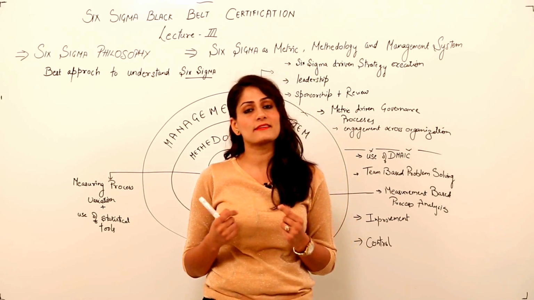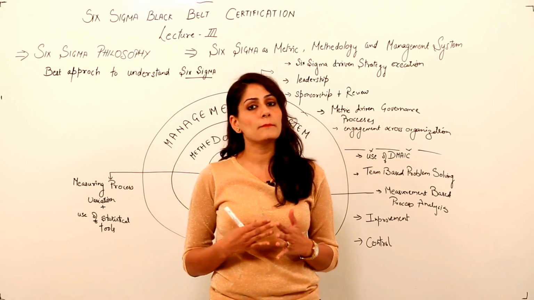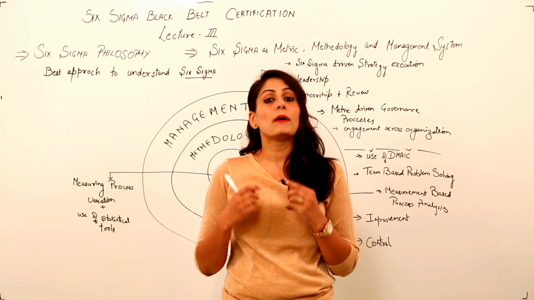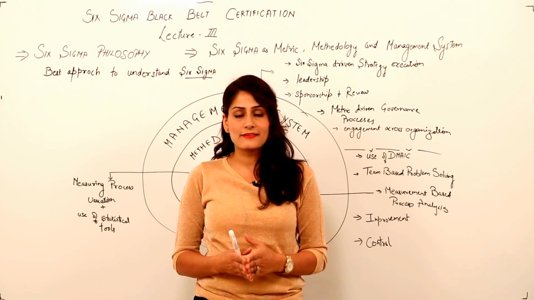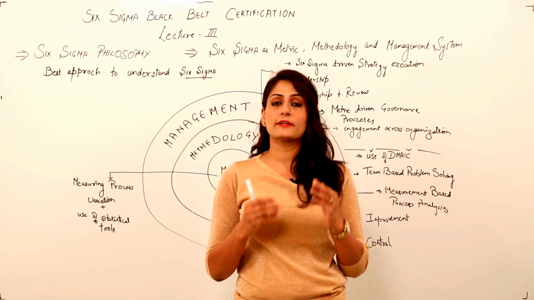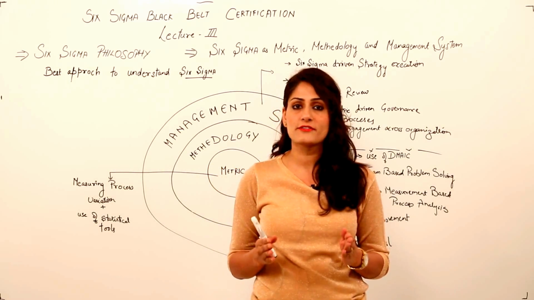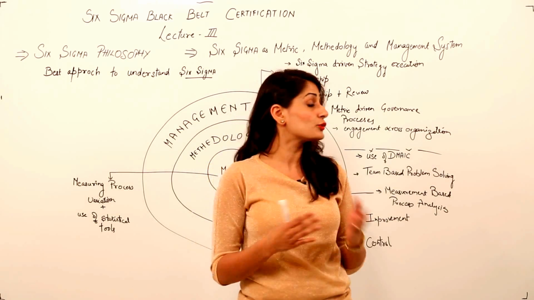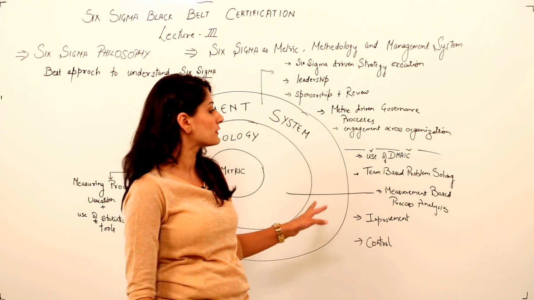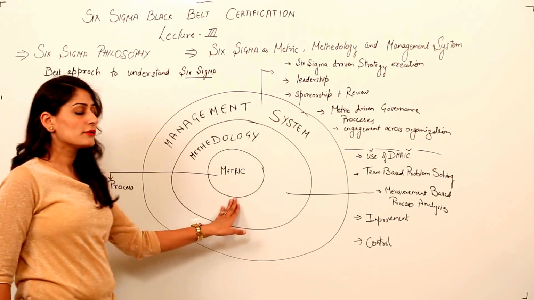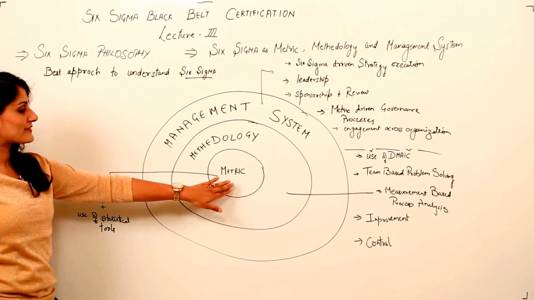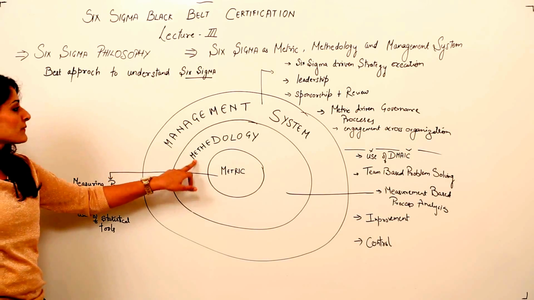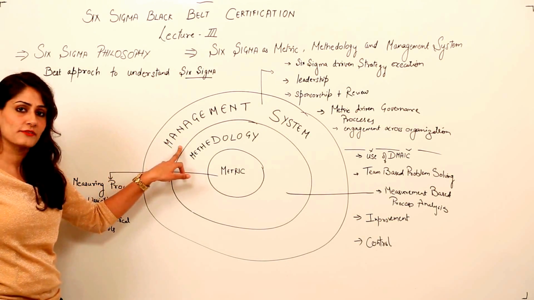Some people think that Six Sigma is a metric. For some, it's a methodology, and some consider it as a management system. But the best approach to understand Six Sigma is understanding that all of these three coexist, and one is based on another. To help you clear out this process, I've just drawn this picture for you on the board. Here, if you can see, in the core, it's Six Sigma as a metric, and then in the middle it's methodology, and on the crust it's a management system.